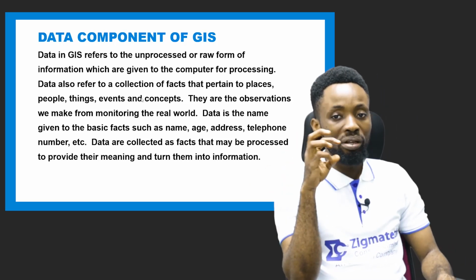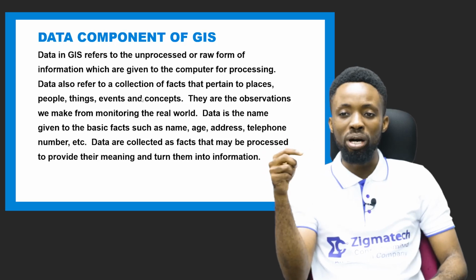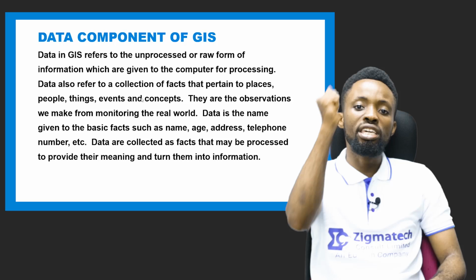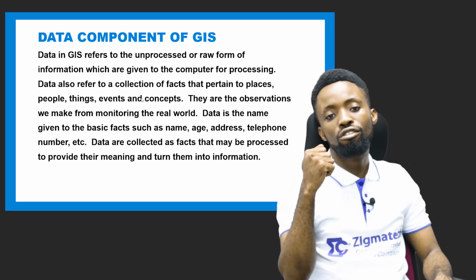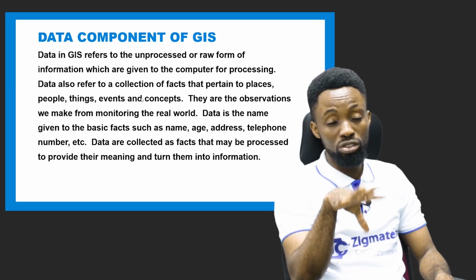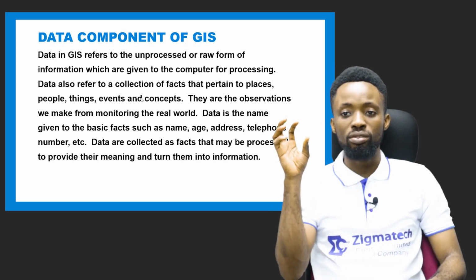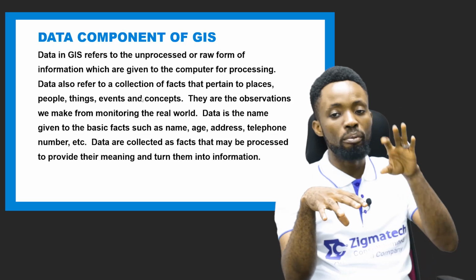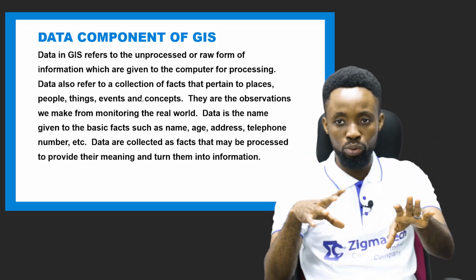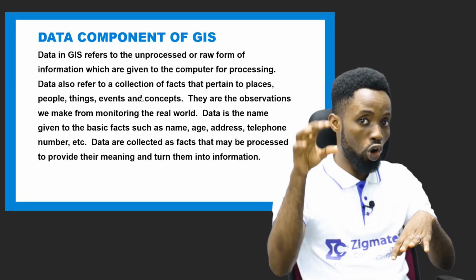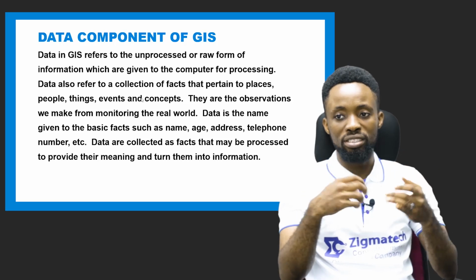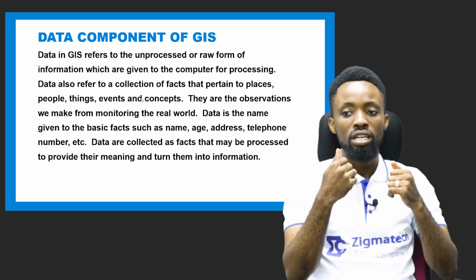So when we talk about data in GIS, we are actually talking about the unprocessed or raw form of information which is given to the computer for processing. Or you can as well say that GIS geographic data is the collection of facts that pertain to a particular place, a particular thing, or a particular people, or location, or event, or concept.